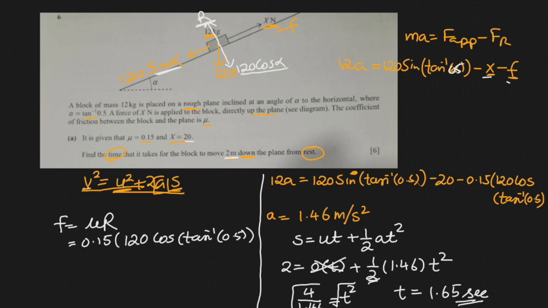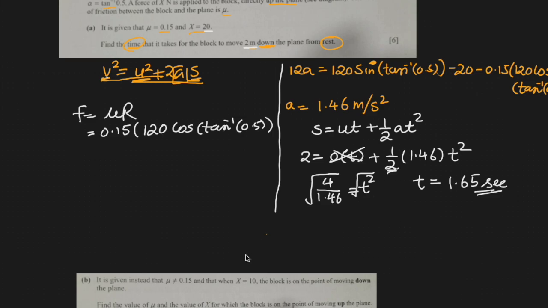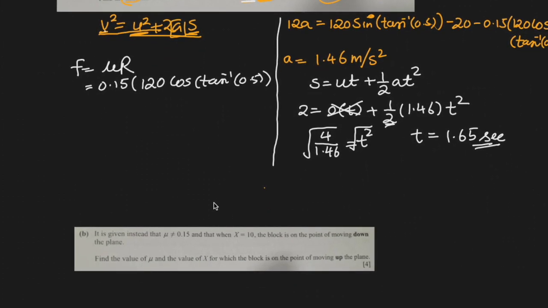Let's see if there's a B part also. It is given instead that mu is not 0.15. It is different now. And x is 10, it is reduced. The block is on the point of moving down. This is very important. Why is it important? Because it will give us the idea that if it is moving down, the friction is up now. So the x is going upwards, which is 10 newtons now.